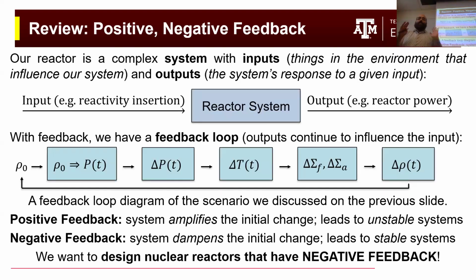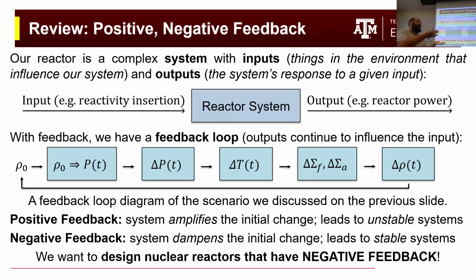So there's positive and negative feedback, which is what I was just talking about. This is a feedback loop diagram that's illustrating how some reactivity change could affect the power, which could cause a change in the temperature, which could cause a change in our cross sections, which could ultimately cause a change in our reactivity.